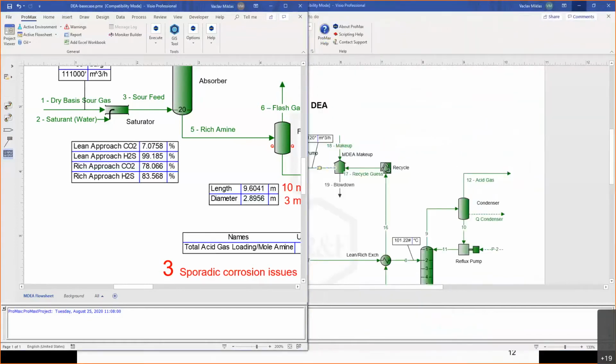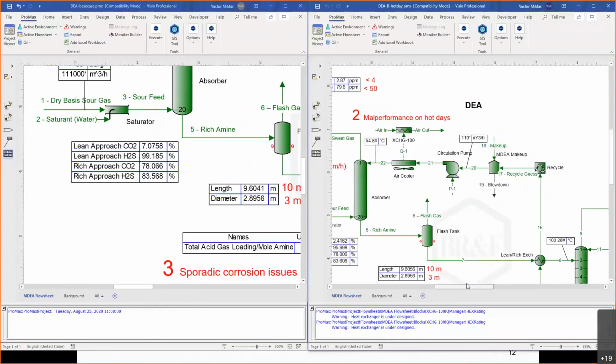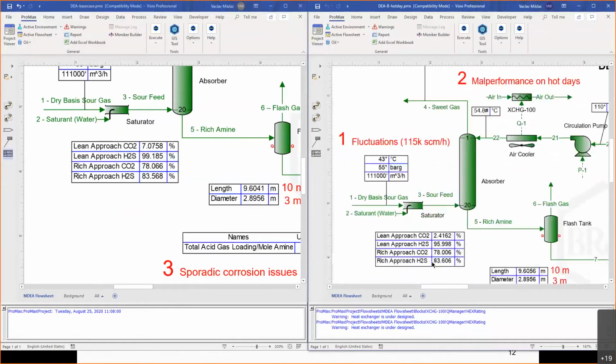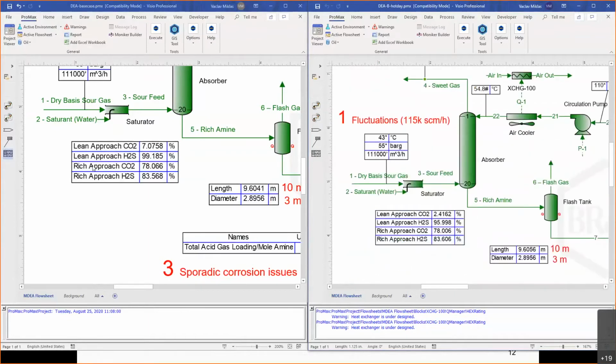Now we can take a look at case B, which is the hot day. And again, I can put the simulation side by side and take a look at what's happening. In this case, it's not as bad as in the case of higher sour feed flow rate, but we're still off spec with CO2. And if we take a look at approaches, they are almost the same. They haven't changed too much.